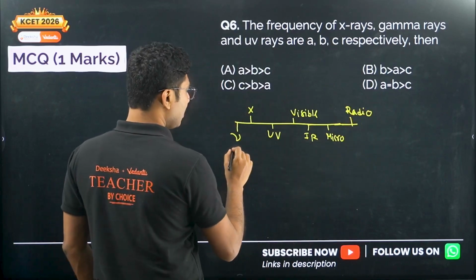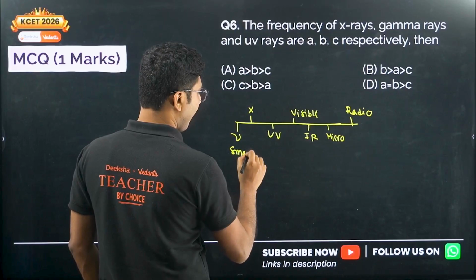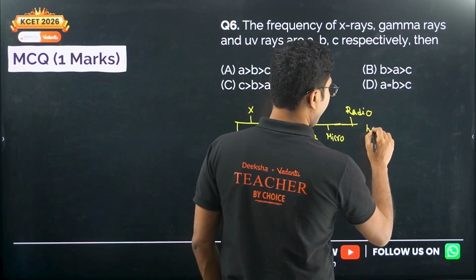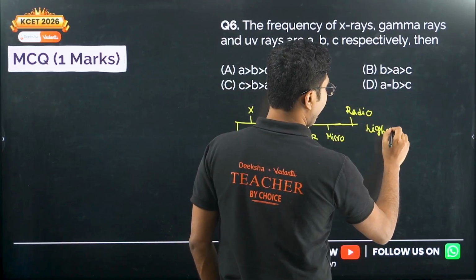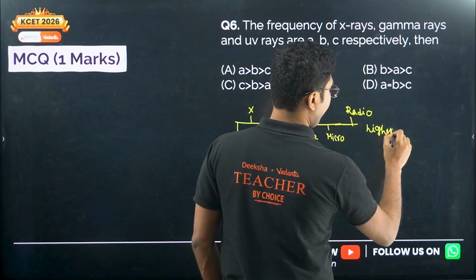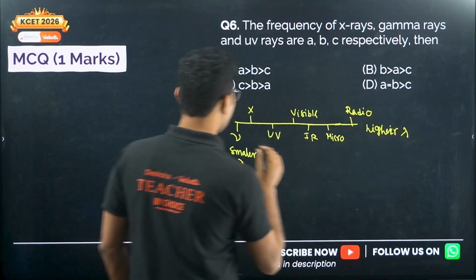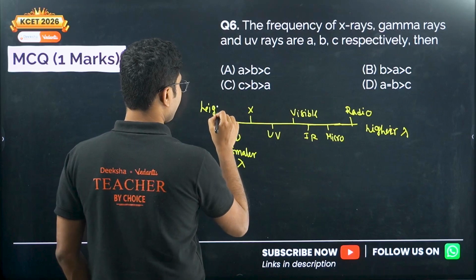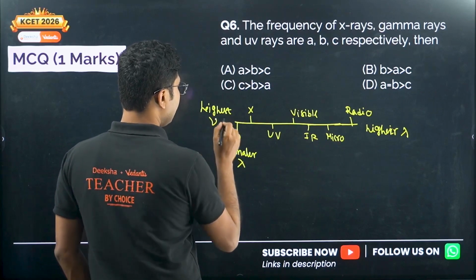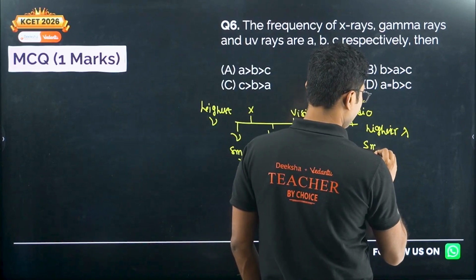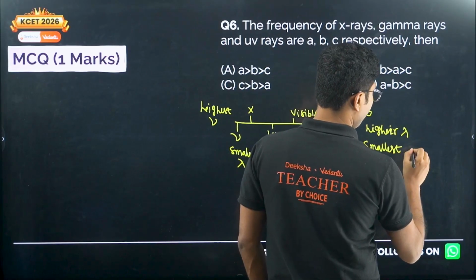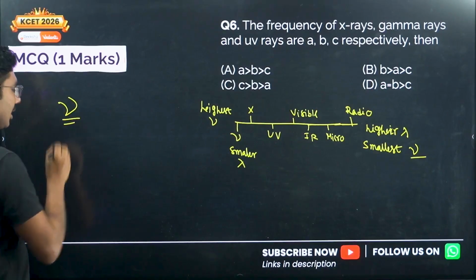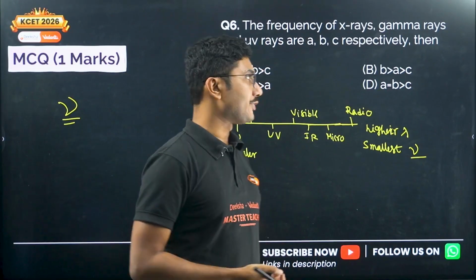Okay, this has smaller wavelength, higher wavelength. Here we have highest frequency, here we have smallest frequency. Frequency symbol is given by this symbol. If you are not aware, this is called nu. Okay, this is the symbol for frequency.